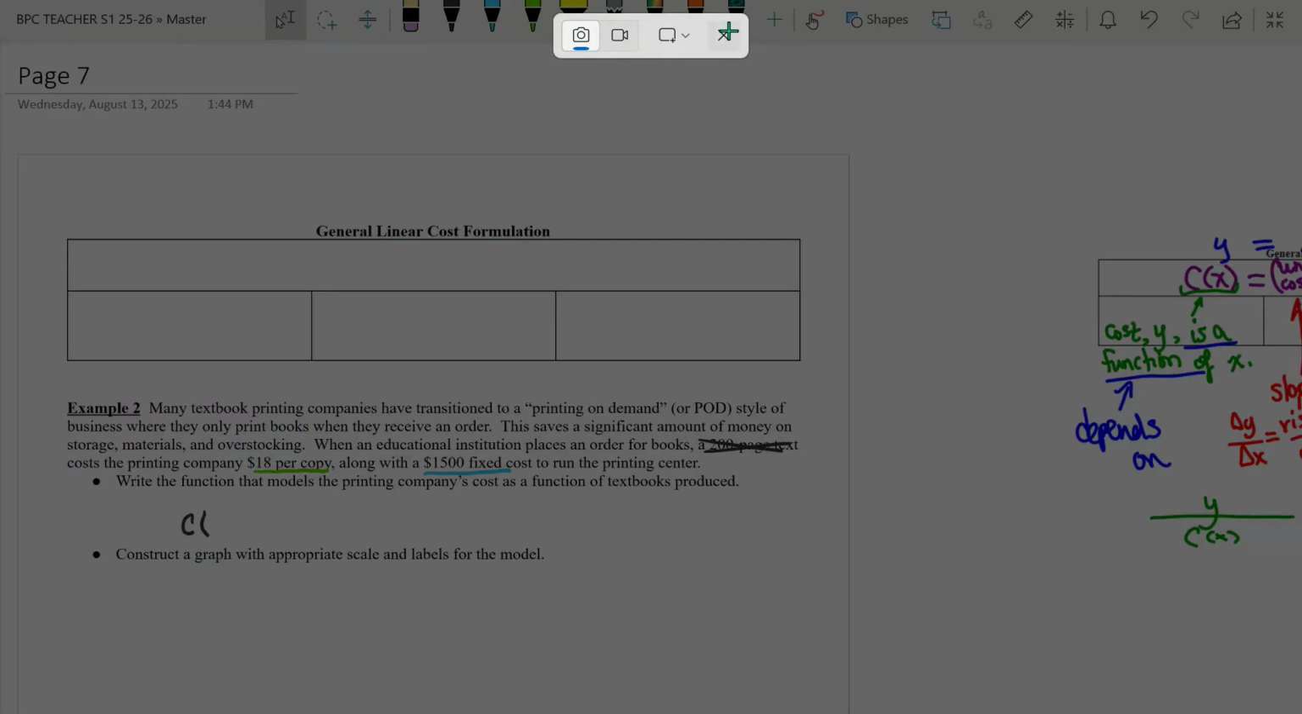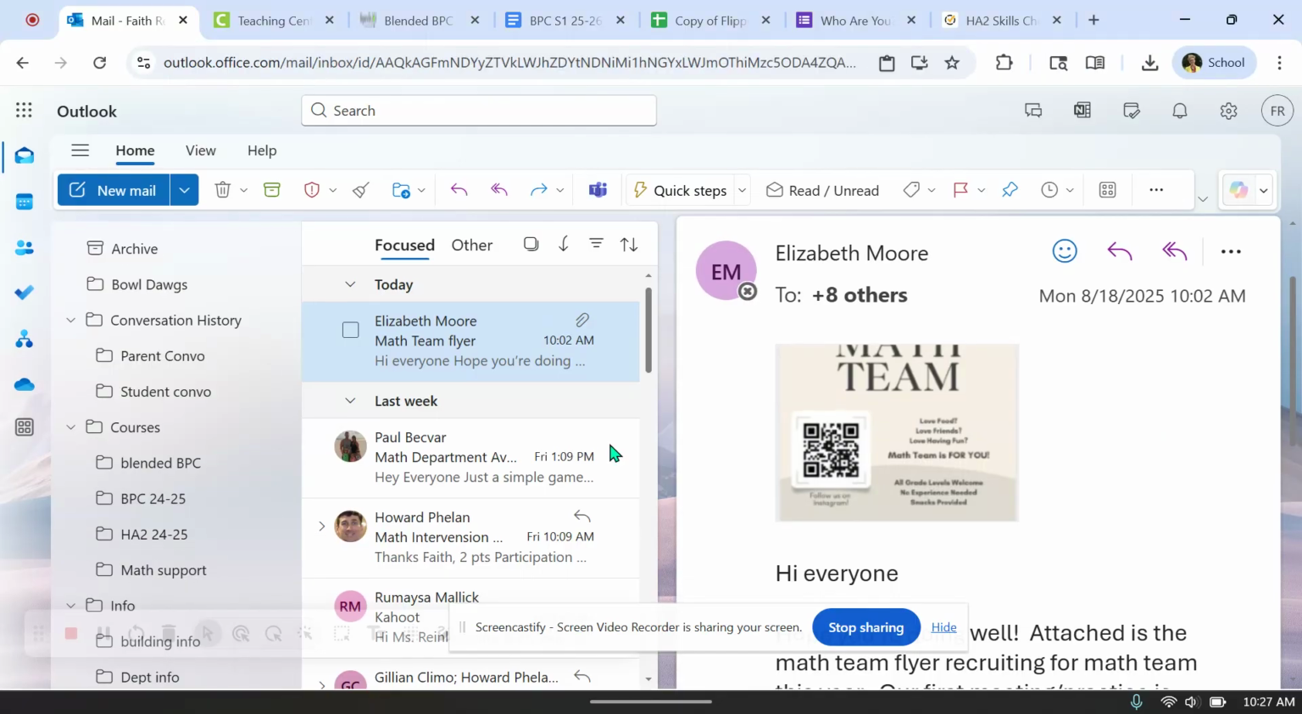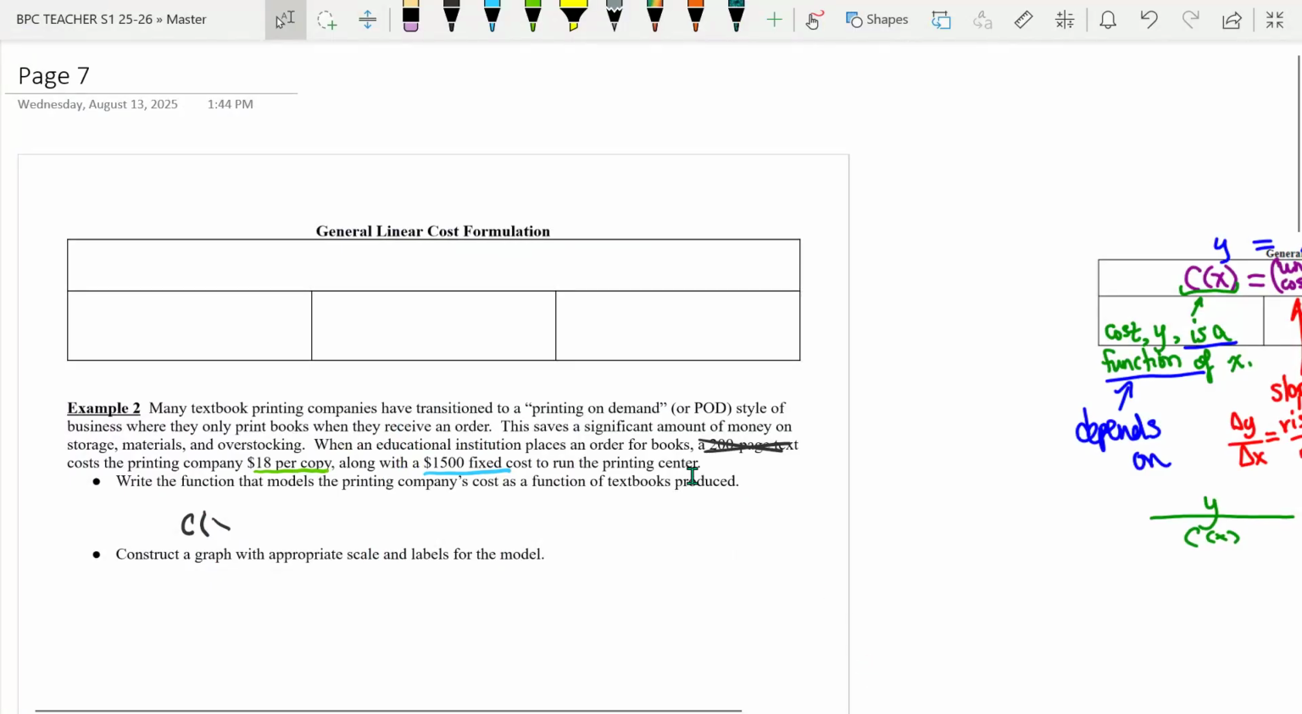Ooh. Excuse me. That's a math team flyer. You don't need that. Alright.